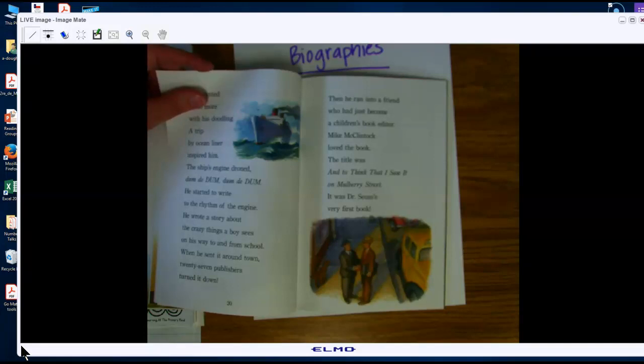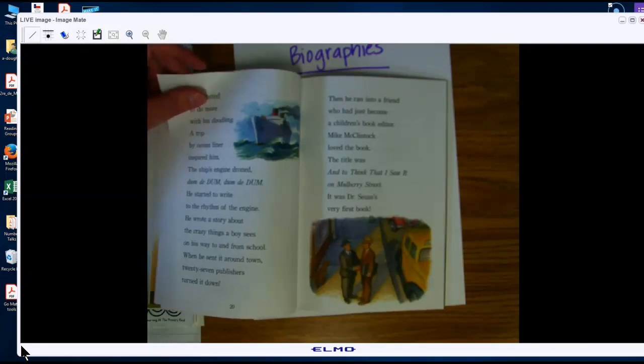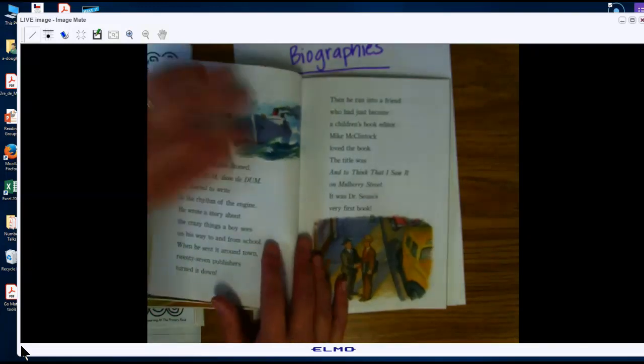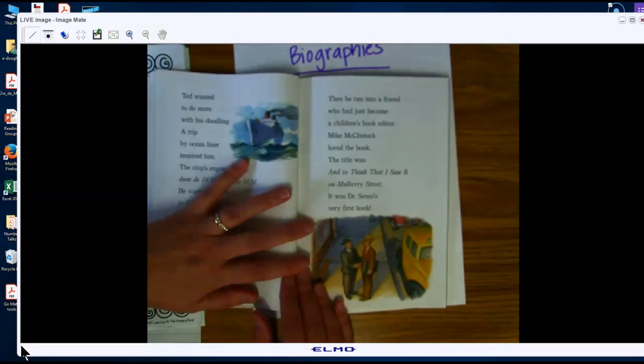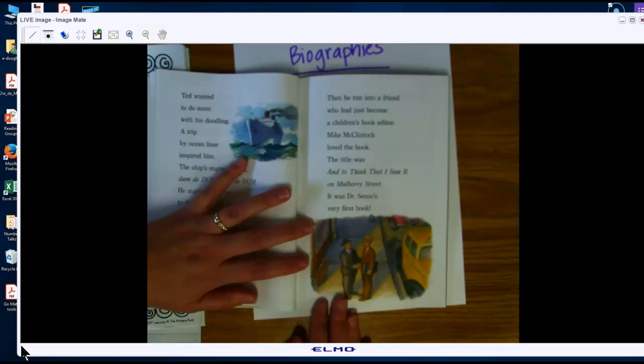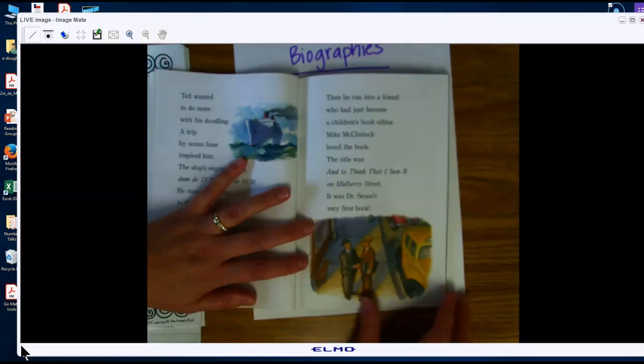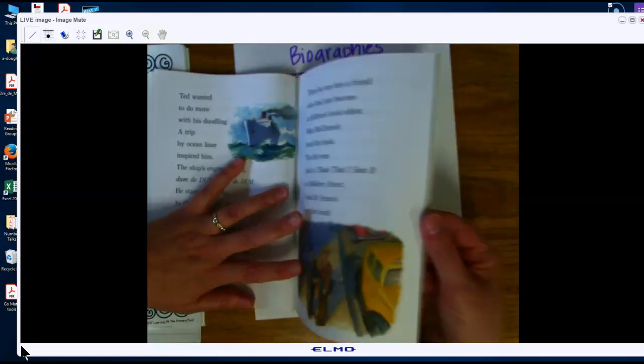27 companies. Then he ran into a friend who had just become a children's book editor. Mike McClintock loved the book. The title was, now see if you've ever read this one, "And to Think That I Saw It on Mulberry Street." That was his very first book. It was Dr. Seuss's very first book.